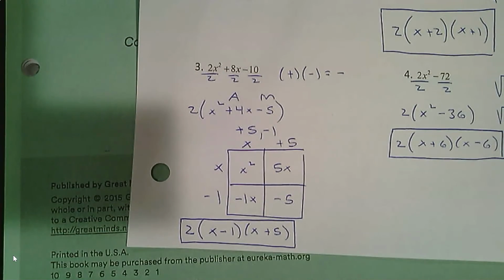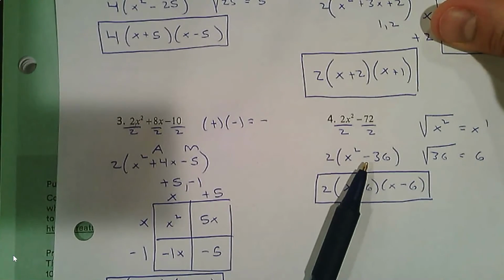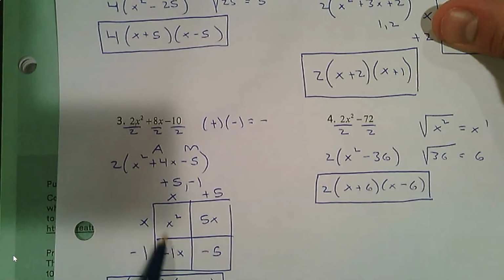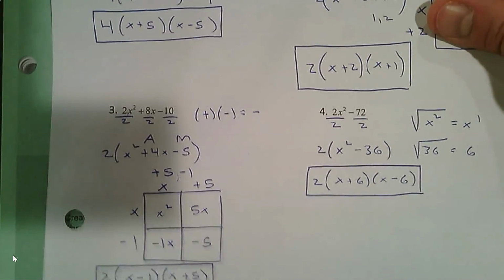So factoring completely is 2 steps. Find the greatest common factor and then factor what's left in the parentheses. If it's a binomial, you're going to go difference of 2 perfect squares. If it's a trinomial, follow the method that we've used the entire time.